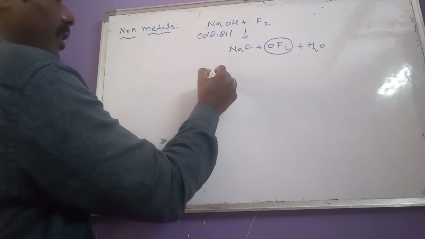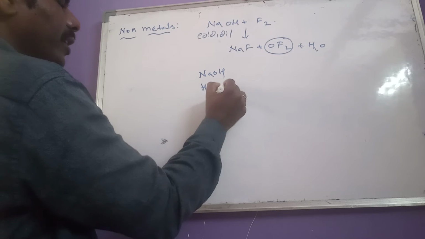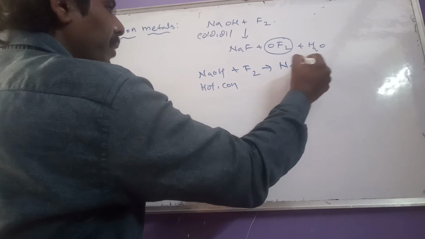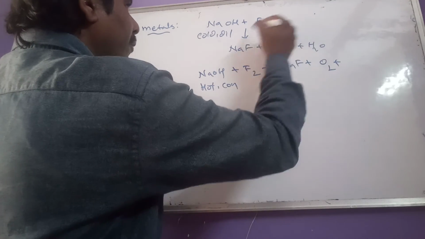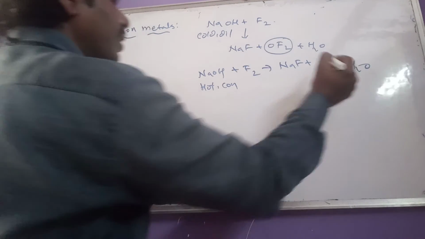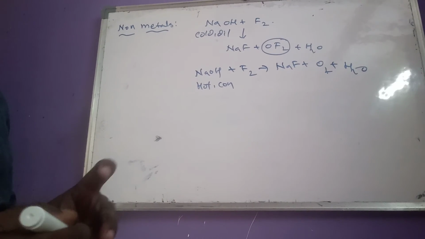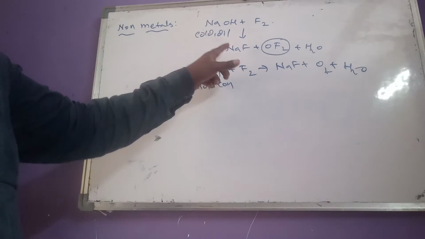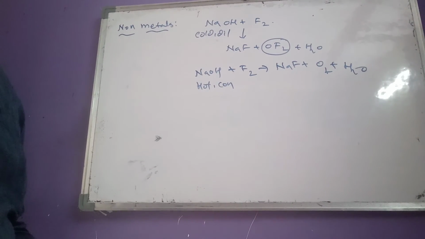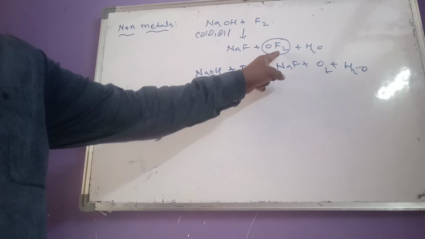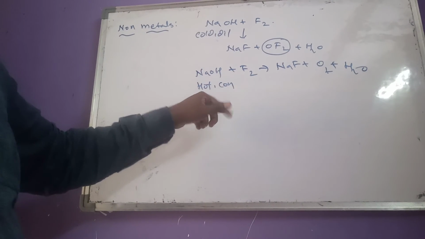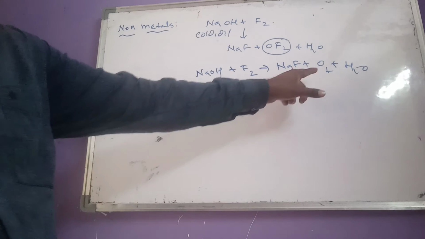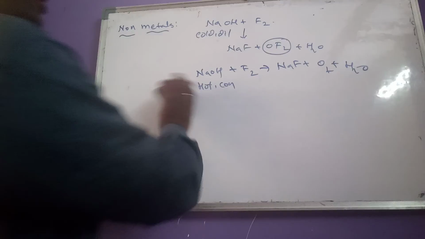But when hot and concentrated NaOH reacts with fluorine, instead of OF2 we get oxygen. This question comes in competitive exams. When fluorine reacts with cold and dilute NaOH, the answer is oxygen difluoride. And if hot and concentrated NaOH reacts with fluorine, our answer should be oxygen.